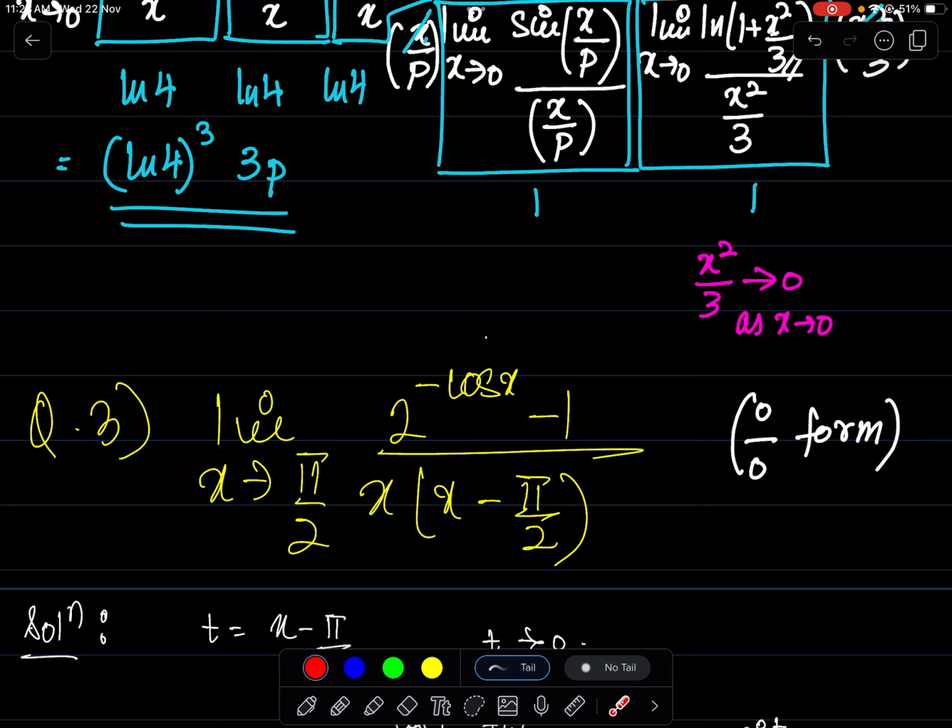In this case also you see it is in the form of 2 to the power some function. Let me see whether the function is going to 0 as x is going to pi by 2. That's true. When x is going to pi by 2, minus cos x is also going to 0. So it is in that form. I can proceed and apply that, of course.